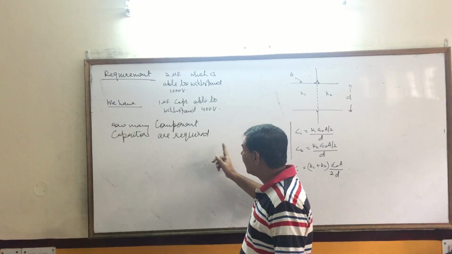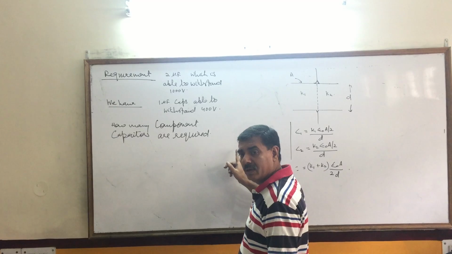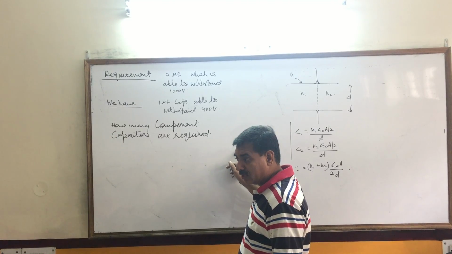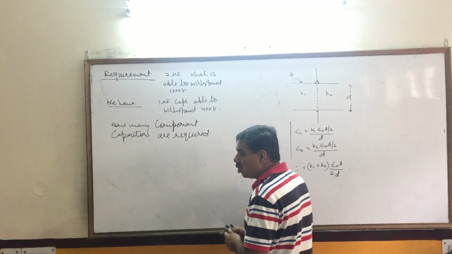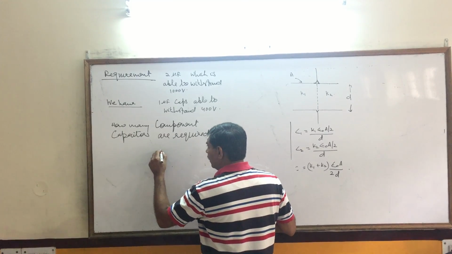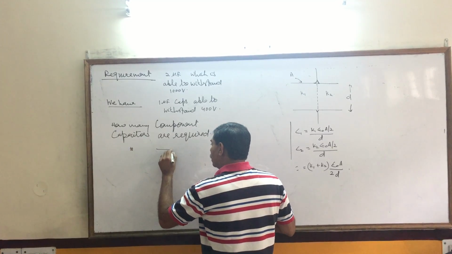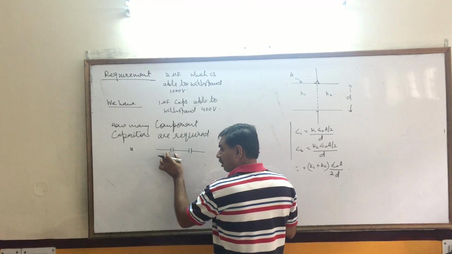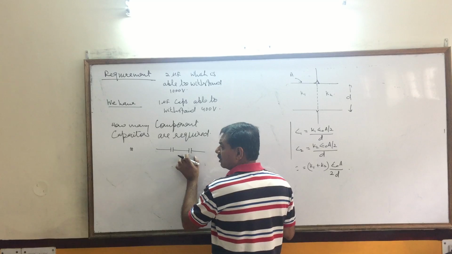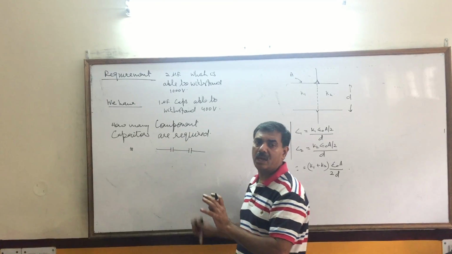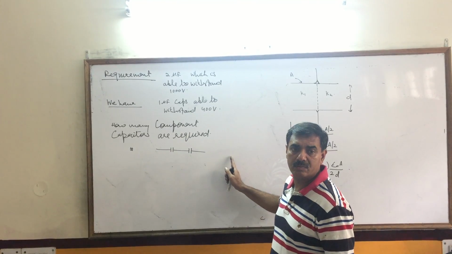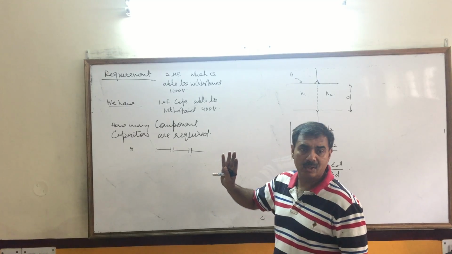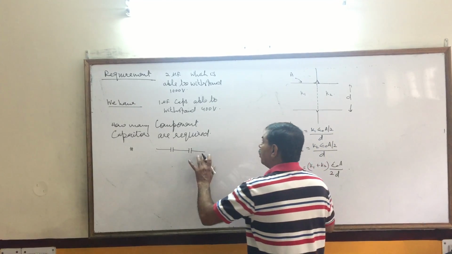If I put 3 capacitors, the total would be 1200 volts. But it means I cannot have more than 2 capacitors here. 400 volt across this, 400 volt across this. I cannot add another one in series. Understood? So we have to do this.